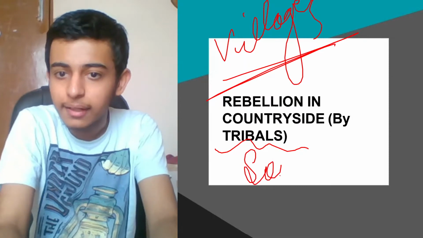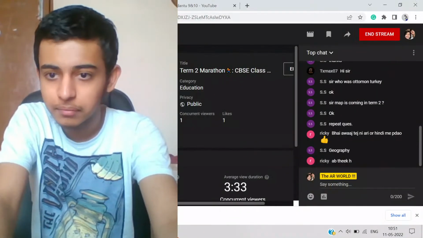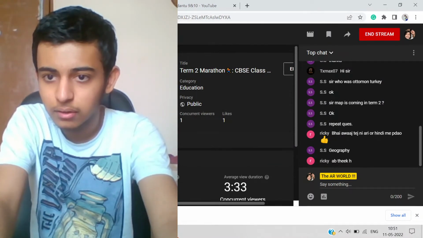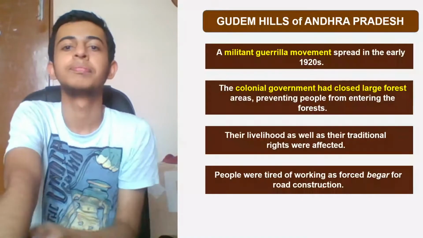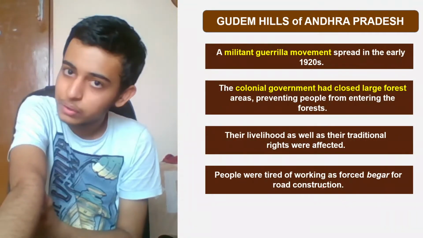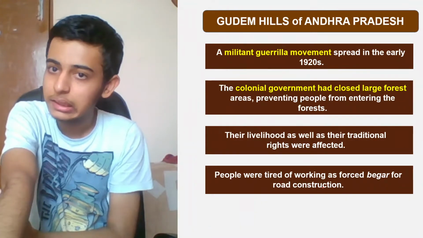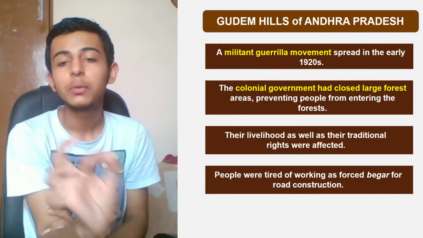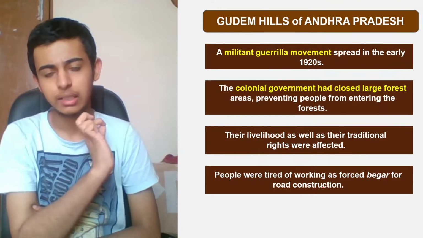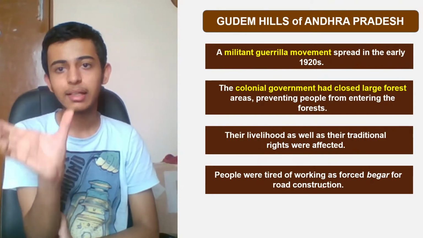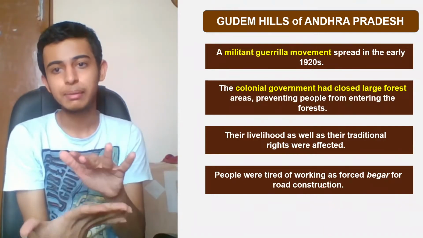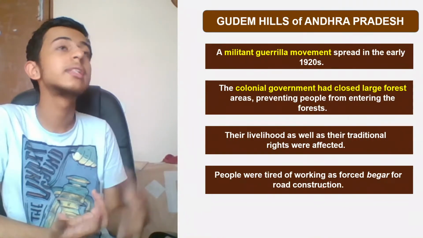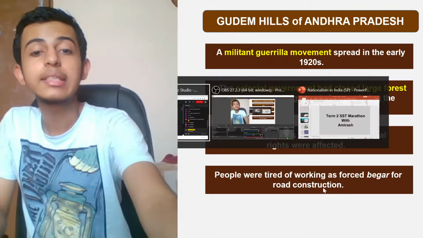Now we move to South India. Okay? Now we move to South India. Goodam Hills of Andhra Pradesh, we all know that. A militant guerrilla movement spread in the early 1920s. Militant guerrilla movement, this is the name of the movement that had spread. The colonial government had closed large forest areas, preventing people from entering the forests. So you know that the tribal people, the Goodam Hills, जहाँ पर वो रहते थे, वहाँ के tribal people, they wanted to collect the material from the forest, right? They collected fruits. Their life was present inside the forest, isn't it?